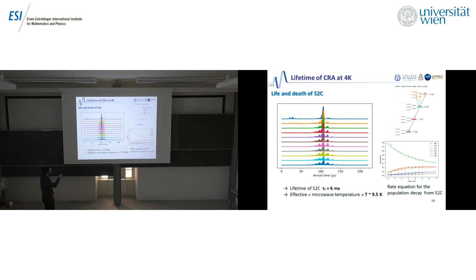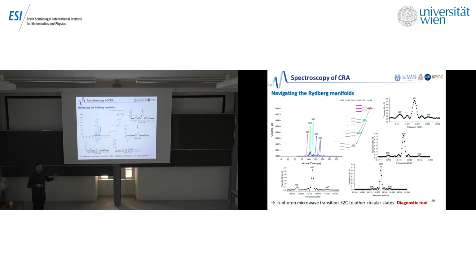And you can actually fit this data with a simple rate equation model. And you get a lifetime for the 52C state of 6 milliseconds, which gives an effective blackbody environment microwave temperature of around 10 Kelvin. So at the beginning, I think I promised several tens of milliseconds. We're not completely there yet, because we are not at a zero Kelvin environment. But still, this is a big increase with respect to low angular momentum platforms.